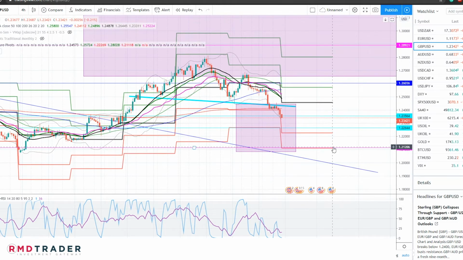We can see that could very likely bring us towards our S2 weekly pivot level at 1.211. So that would be a very possible target for the week.